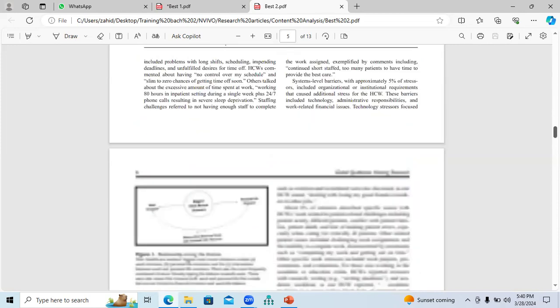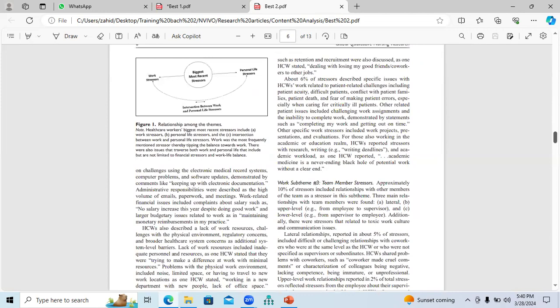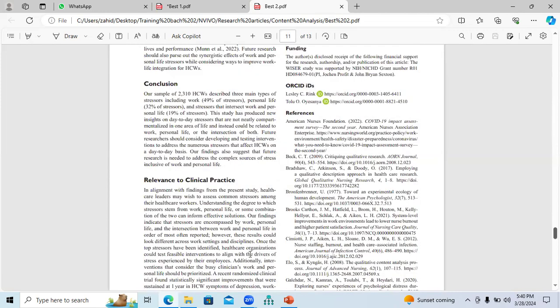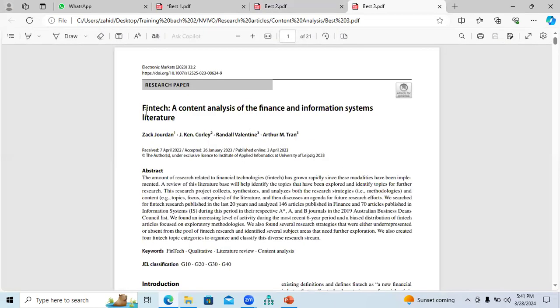These are some of the themes, their frequency of repeating and their percentage of repetition. So you can find out how they have applied this particular phenomenon. There is another third paper, FinTech, a content analysis of finance and information system literature. So they have basically considered the literature review.